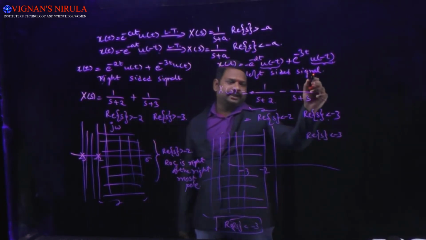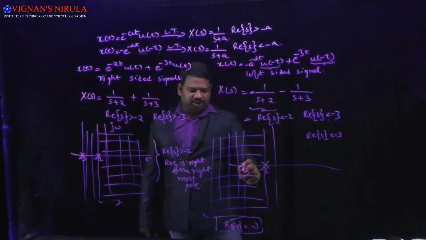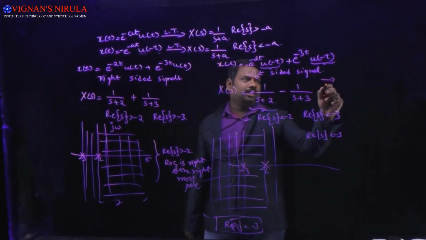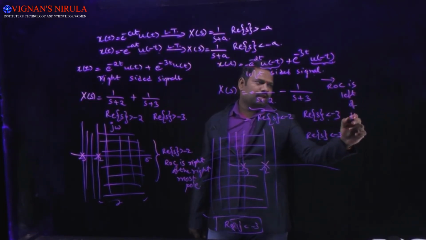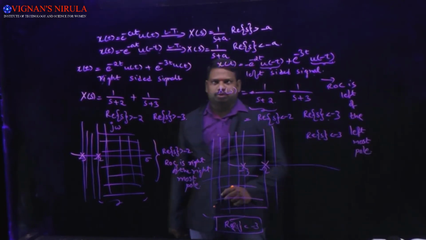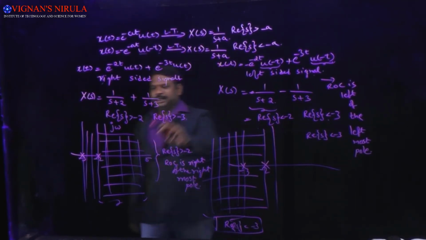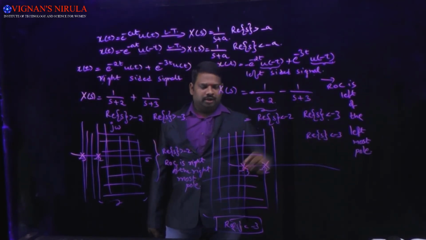That is for a left-sided signal. The poles are here at minus 2 and minus 3. Towards the left of the leftmost pole, the leftmost pole being minus 3, towards that left we will have the ROC. That is, for a left-sided signal, the ROC is left of the leftmost pole. For a right-sided signal, the ROC will be right of the rightmost pole. For a left-sided signal, the ROC is left of the leftmost pole.